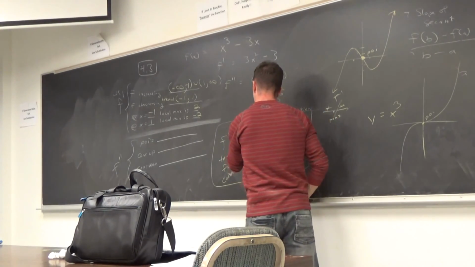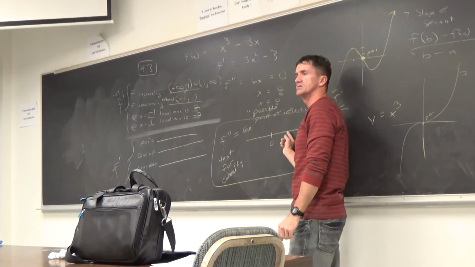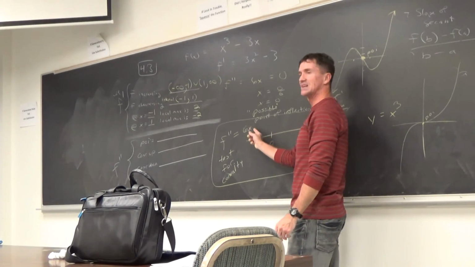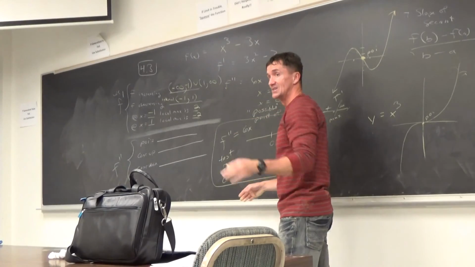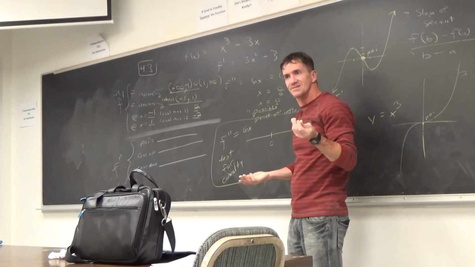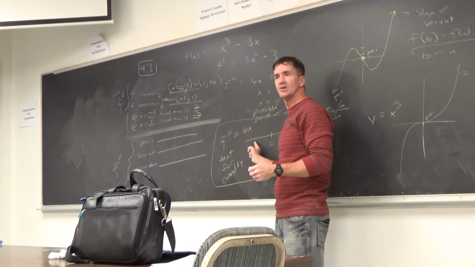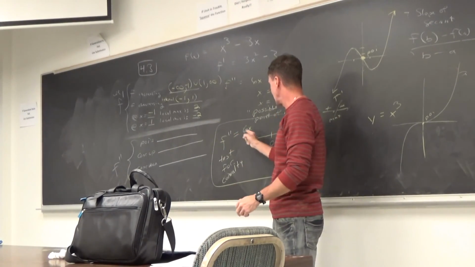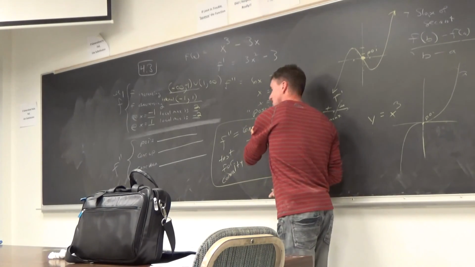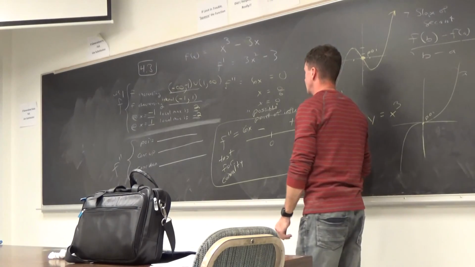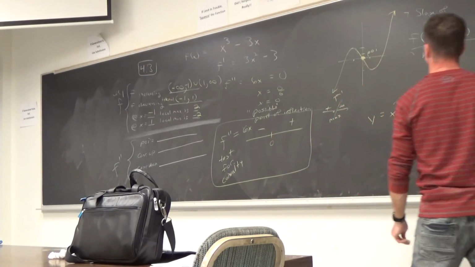Now I need some test points. What's an easy test point over here? 1? All right, 6 times 1. I don't care about the number, Sarah, just whether it's positive or negative. Positive. And then what's the test point over here? How about -1? I plug -1 in there. Positive or negative? Negative.